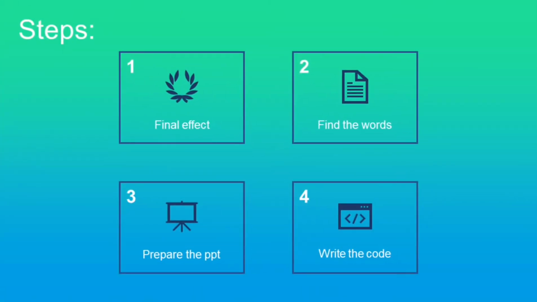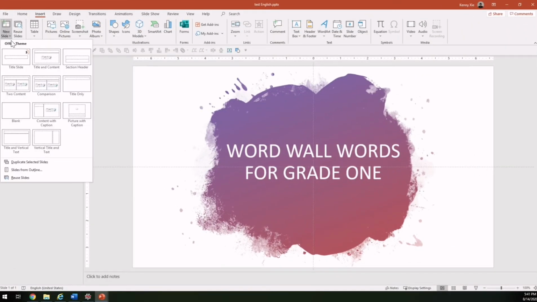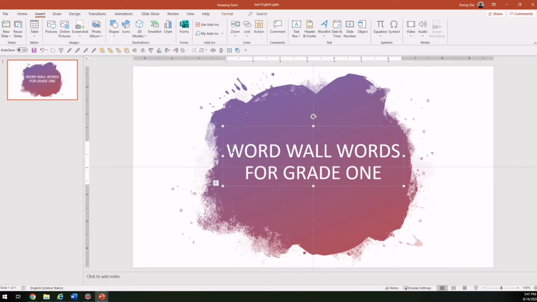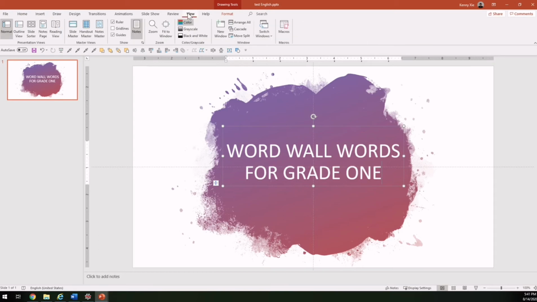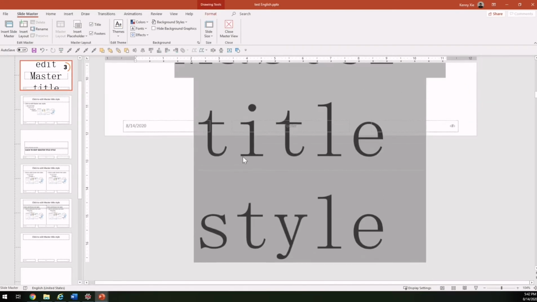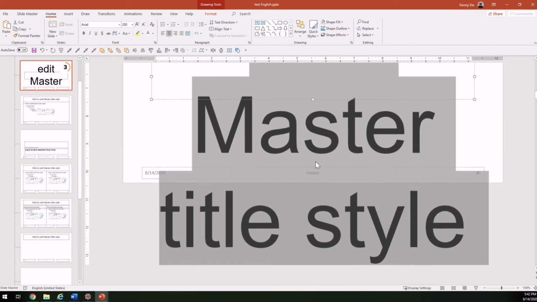Now it's step 3, prepare the PowerPoint. Create a new PowerPoint, insert a new slide, and put in the title. See, here is Sight Words for grade 1. Once done, go into View, Slide Master. Change the layout of your title slide and make it a very large font, say 200. For the font you can use Arial or any other font you like.